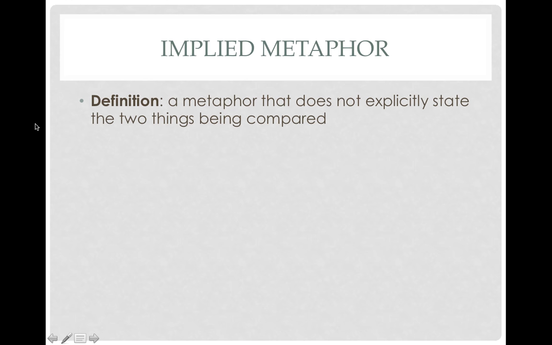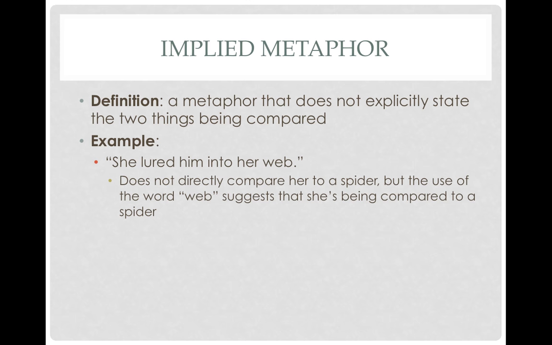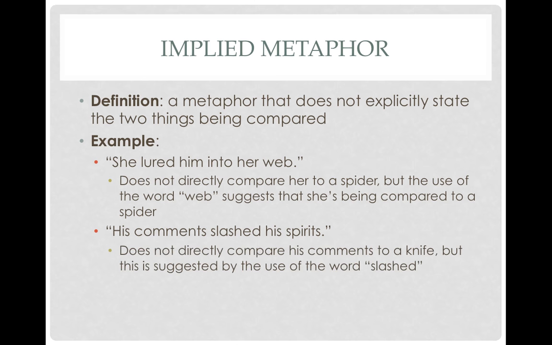An implied metaphor is a metaphor that does not explicitly state the two things being compared. So for example, if you say she lured him into her web, that's an implied metaphor because it doesn't directly compare her to a spider, but the use of the word web suggests that she's being compared to a spider. It evokes that imagery that makes you assume that that's the comparison. Similarly, another example you might put is if you say his comments slashed his spirits. So again, we aren't getting any direct comparison, but here the comments are indirectly compared to a knife by the use of the word slashed.